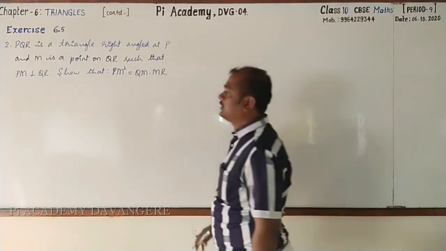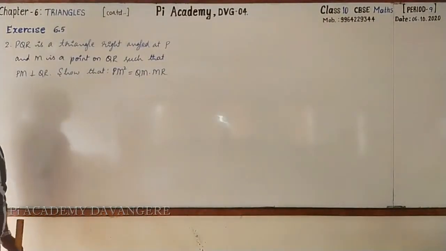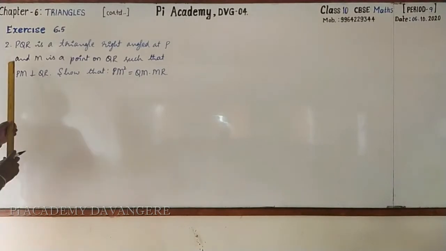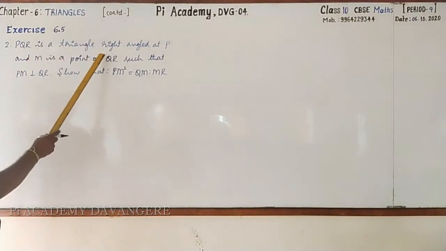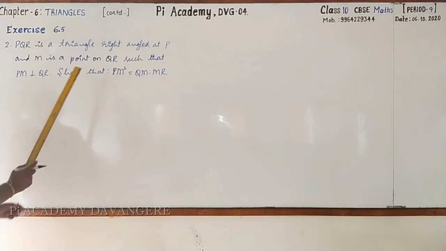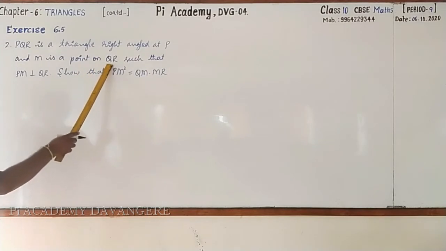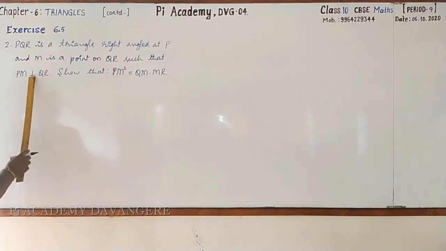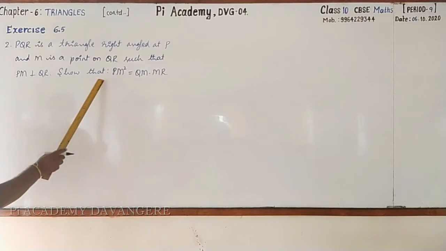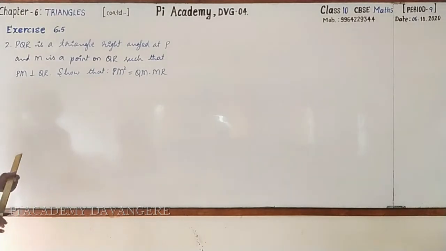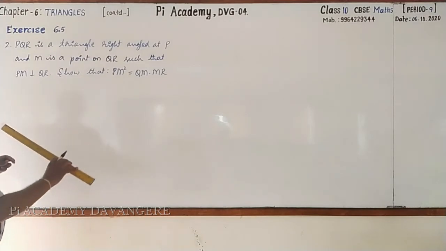Yes. Dear students, please go through the second one. PQR is a triangle right angled at P. That means PQR is a right triangle. And M is a point on QR such that PM is perpendicular to QR. We have to show this statement: PM square equal to QM into MR. Is it not simple? Definitely.